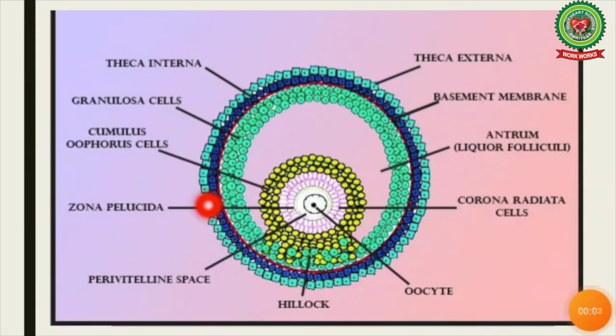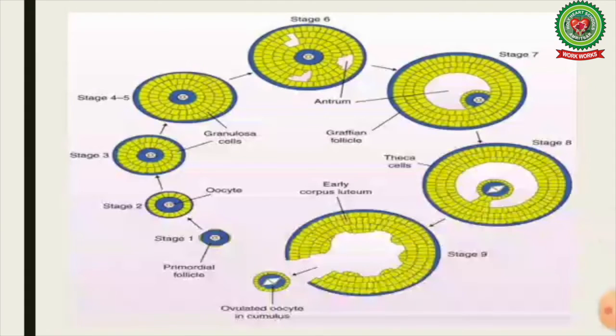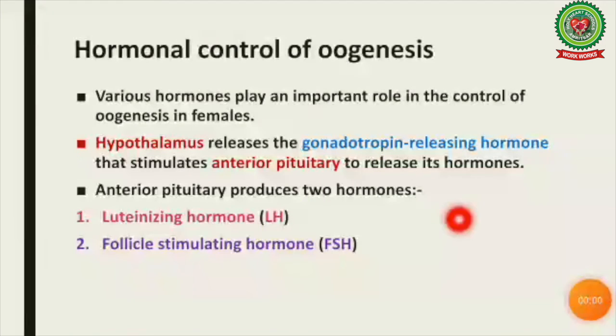In this image, we can see the detailed structure of the Graafian follicle, the theca interna and theca externa which are covering the Graafian follicle. Then there is a layer of granulosa cells. The secondary oocyte is covered by a layer of zona pellucida and then a layer of corona radiata cells. There is one more picture showing the complete development of the primordial follicle to the mature Graafian follicle and then the release of ovum. Next we are discussing hormonal control of oogenesis.